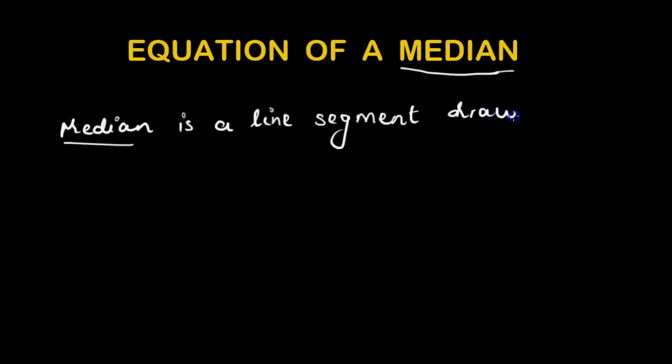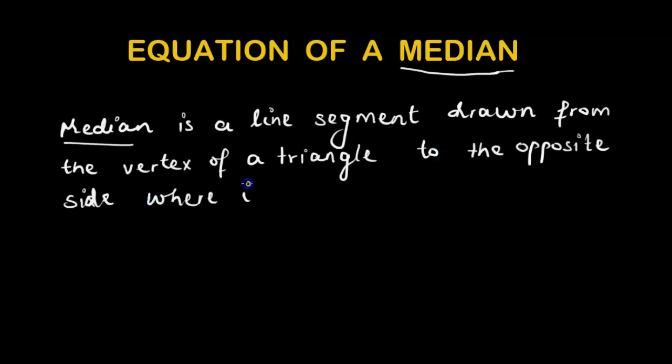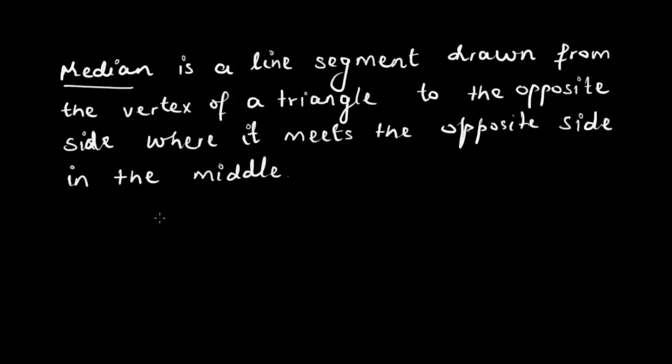Hey guys, in this lesson we will understand what the equation of a median is and how to find one. First of all, let's understand what a median is. A median is nothing but a line segment drawn from the vertex of a triangle to the opposite side, where it meets the opposite side in the middle. Let's understand this with a diagram.